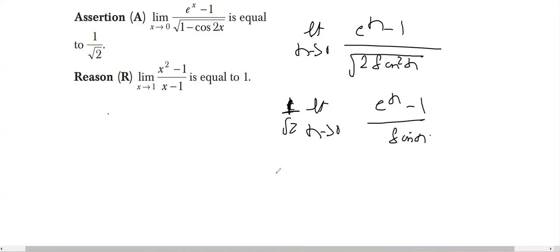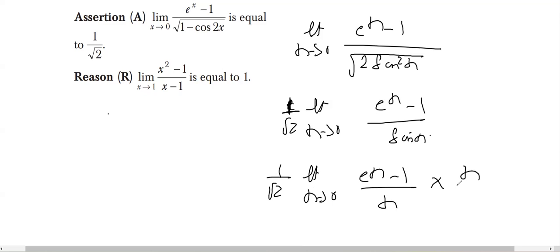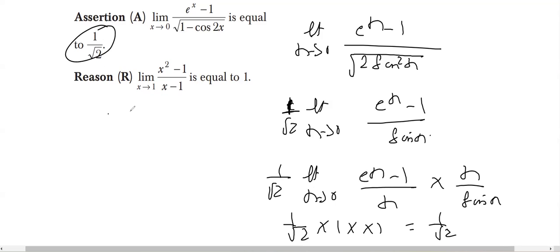Further, what I can do here, this is 1 over root 2, limit x tends to 0, e raised to the power x minus 1, dividing by x, right? Dividing and multiplying by x, we'll get this. So on solving, you will get this as 1 by root 2. On placing the limit, you'll get 1 into 1. As it is an MCQ, you do not need to show the working. So we are getting 1 by root 2. So assertion is correct.